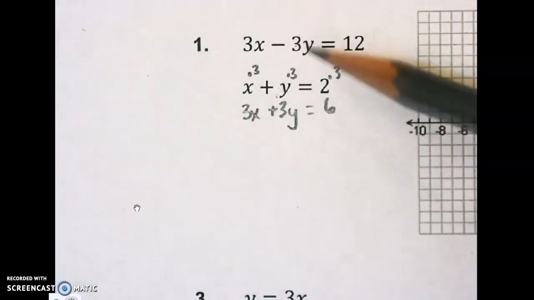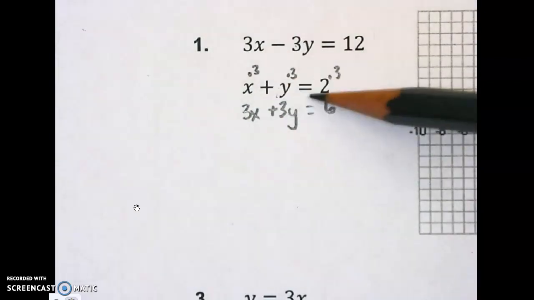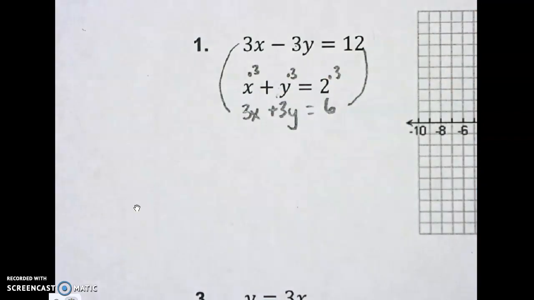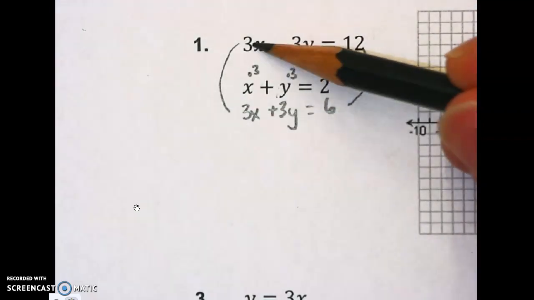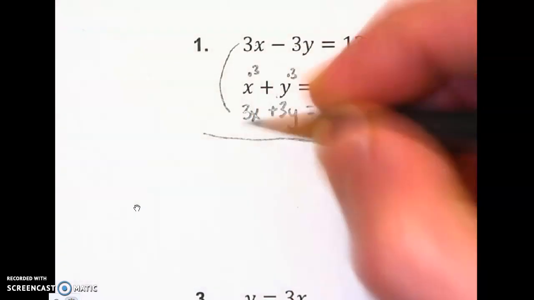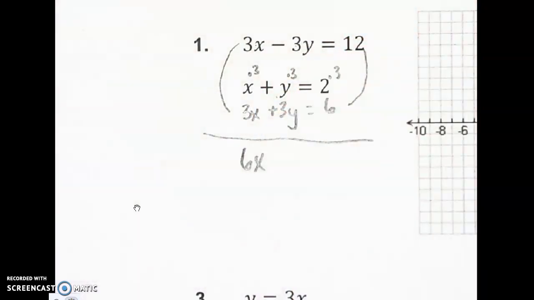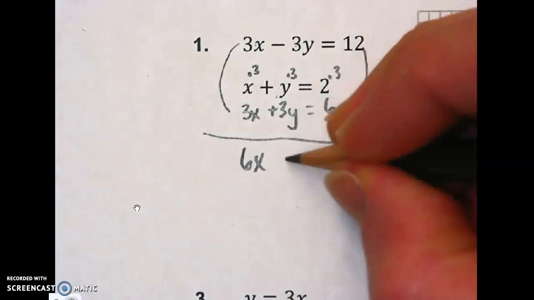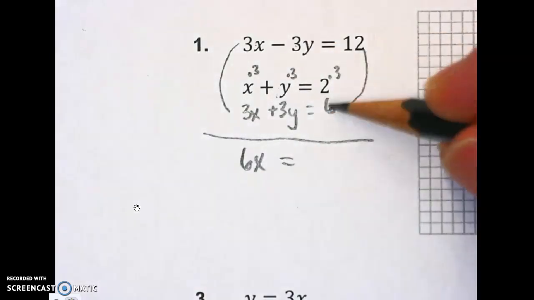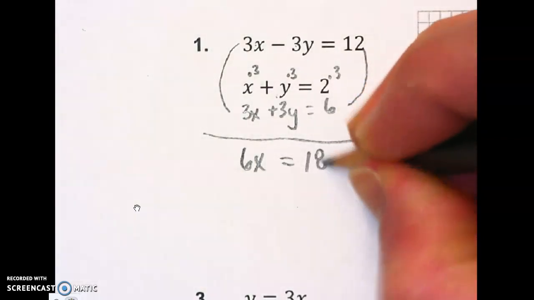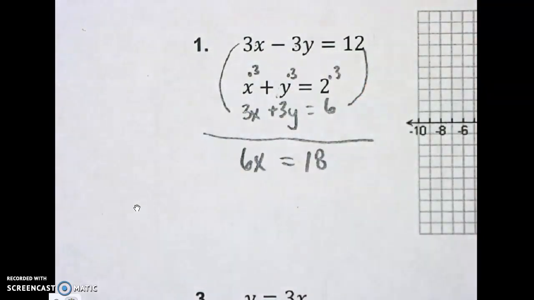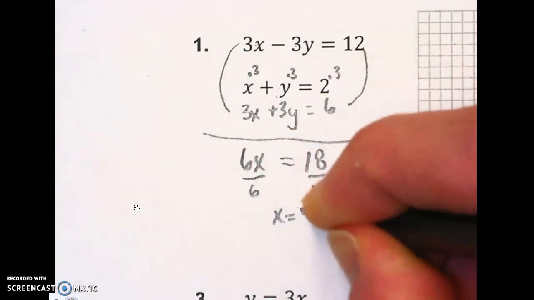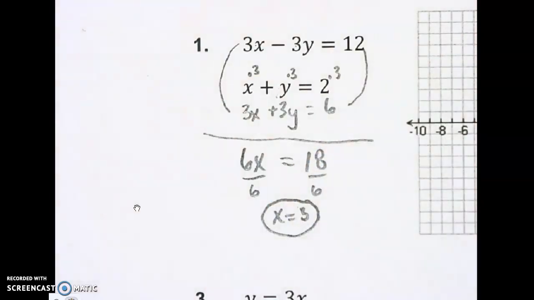I'm not going to cross it out. It'll be nice to use it at the end. I'm just going to remember that I'm adding these equations together, the top one and the bottom one, not the middle one. So 3 plus 3x is going to get me 6x. Negative 3y, positive 3y makes a 0. So 12 plus 6, 18. We'll divide both sides by 6, and we have x. X equals 3.